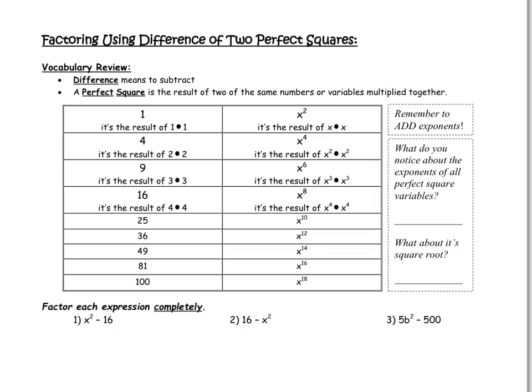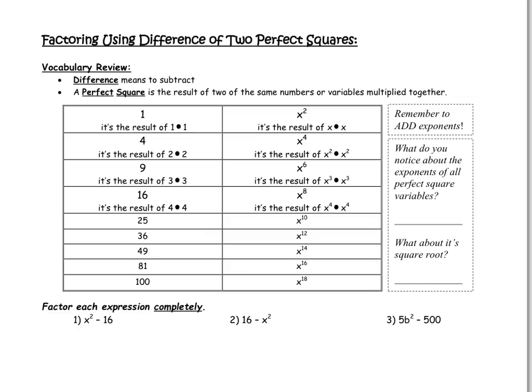Okay, now it's time to factor difference of two perfect squares. So first, let's do some vocabulary again. Difference means to subtract, and a perfect square is a number that is the result of two of the same numbers or variables multiplied together. So for example, 1 is a perfect square because it's the result of 1 times 1, two of the same things being multiplied together. 4 is another perfect square because it's the result of two of the same things being multiplied together. Same thing for 9, 16, and so on and so on.